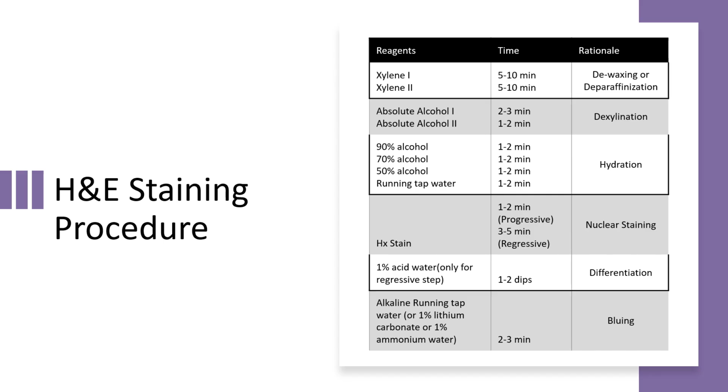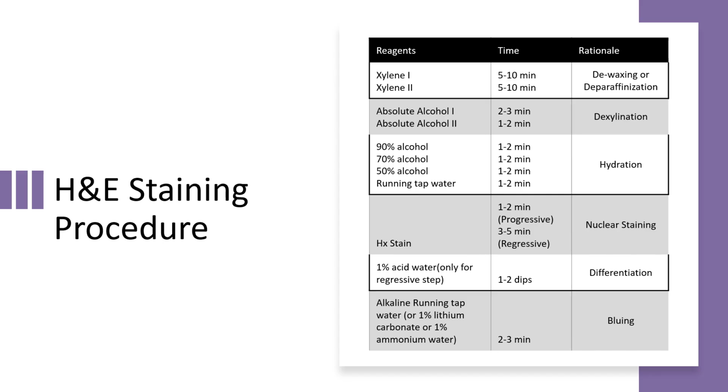The third step is hydration. For hydration we use 90% alcohol, 70% alcohol, 50% alcohol, and then running tap water, each for 1 to 2 minutes. This whole process is known as hydration. Now the tissue is fully hydrated and the hematoxylin is also in aqueous solution. Both are miscible with each other, so we can use this aqueous solution of hematoxylin to stain the tissue.